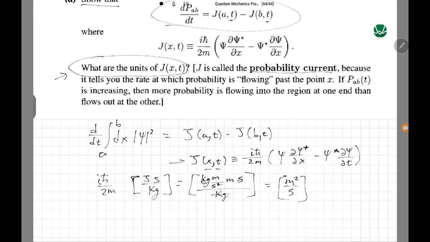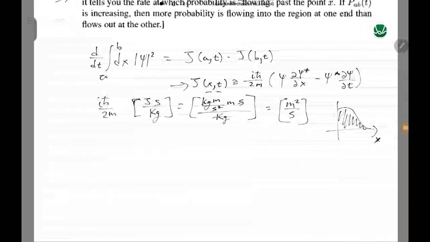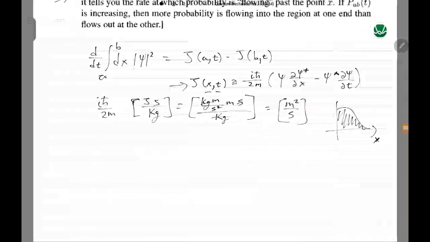So those are our units for probability current, whereas before, if we had some probability curve as a function of x, we take the area under that curve, now we're taking the area under the curve per second. So that should always be our first step when looking at something physical: at the very least, what units do I have?